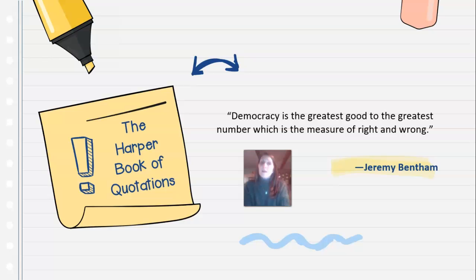And then from the Harper Book of Quotations, democracy is the greatest good to the greatest number, which is the measure of right and wrong. And that was said by Jeremy Bentham.